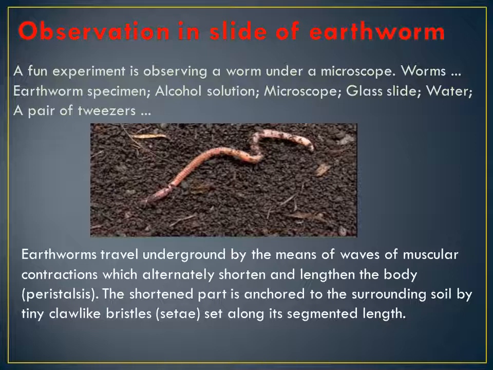Listen, all of you. Observation in slides of earthworm, mollusk, echinodermata. Mollusk means draw a snail. Explain it in 4 lines. Mollusk, echinodermata, platyhelminthes, this is earthworm. Okay, echinodermata and fish. 4 worms. You have to write it and draw it like this.